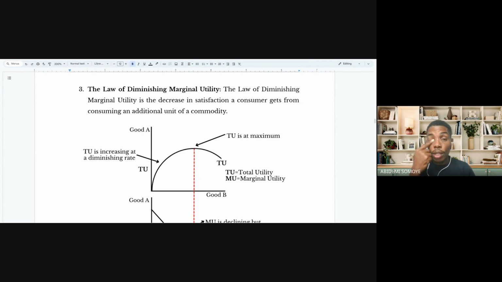So what does the law say? It is the decrease in satisfaction a consumer gets from consuming an additional unit of a commodity. For example, if you take rice every day, in the morning, afternoon, and night, and keep eating rice for the next 10 days every time without any pause, what do you think might happen on the 11th day, all things being equal? You might dislike rice in such a way that you wouldn't want to eat it any longer, till maybe you give it some time, then you can consume it again.